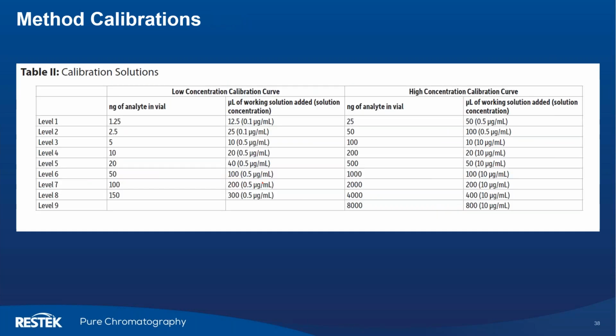We had much different calibrations, right? So we had a low concentration calibration curve as well as a high concentration calibration curve. Our low calibration curve resulted in a 1.25 nanogram all the way up to 150 nanograms of analyte in vial, while our higher concentration started at 25 nanograms in vial and went all the way to 8,000 nanograms.